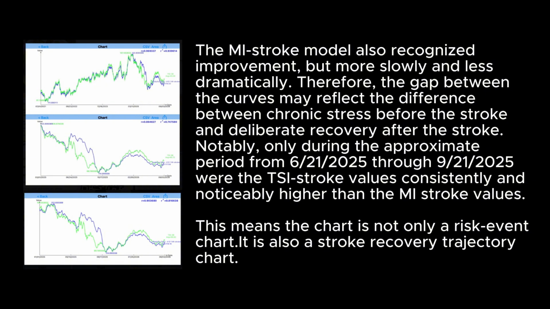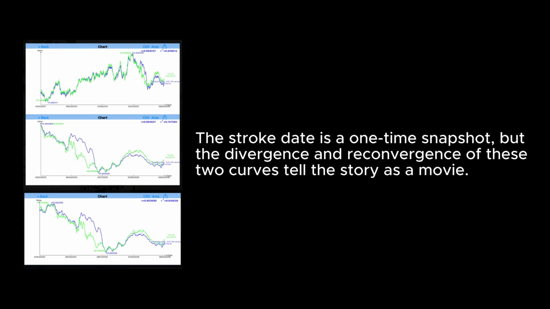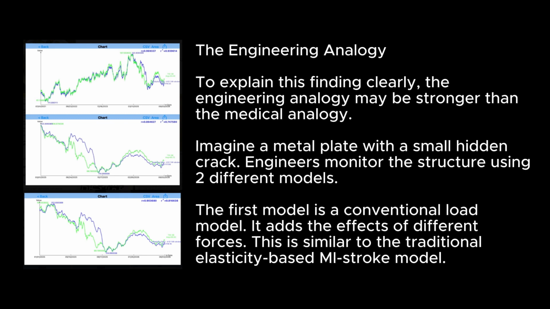Notably, only during the approximate period from June 21, 2025 through September 21, 2025 were the TSI-stroke values consistently and noticeably higher than the Me-stroke values. This means the chart is not only a risk-event chart. It is also a stroke recovery trajectory chart. The stroke date is a one-time snapshot, but the divergence and reconvergence of these two curves tell the story as a movie.